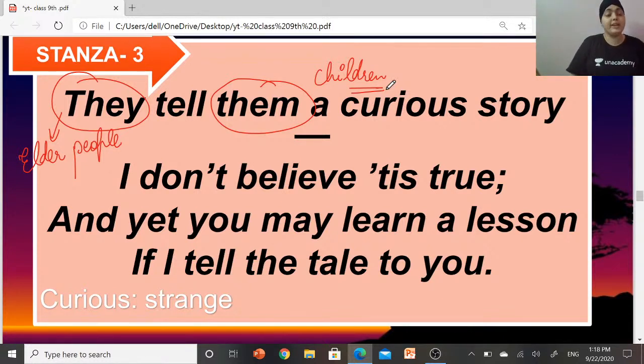I don't believe it's true. Poet कहता है मैं नहीं सोचता कि वो सच है. And yet you may learn a lesson if I tell the tale to you. और यहाँ पे आगे poet कहते हैं कि अगर मैं आपको ये story बताता हूँ तो आप एक lesson learn कर सकते हो. Okay, but poet यहाँ कह रहे हैं that I don't believe that it is true. So the elder people, just as I told you in the starting, this is a folk culture which is being passed orally from one generation to another. So in this same way, the elder people of the Northland tell their children a very curious story, which the author doesn't believe is true. वो author, जो यहाँ का poet है, वो believe नहीं करता है कि वो सच है, but still हम एक lesson learn कर सकते हैं उस story से, अगर हमें ये story सुनाई जाए तो.